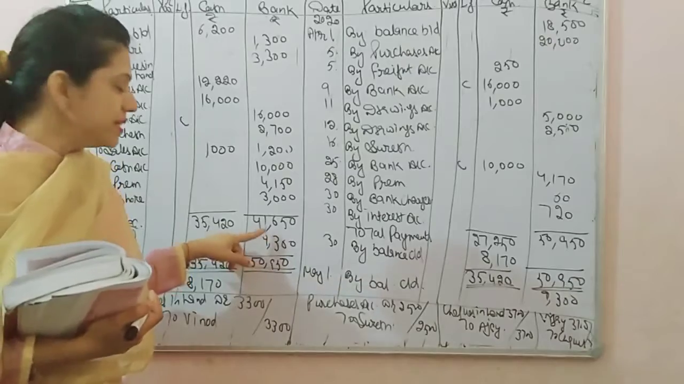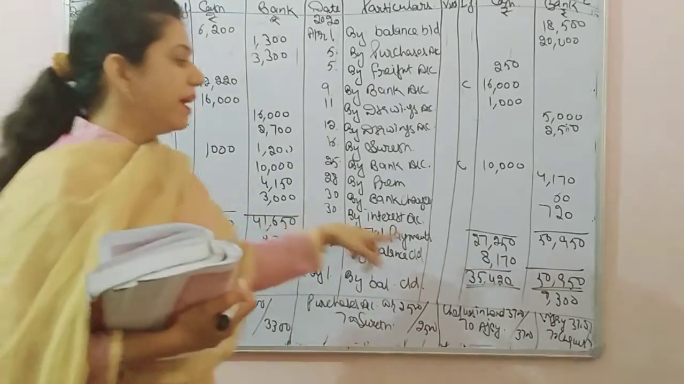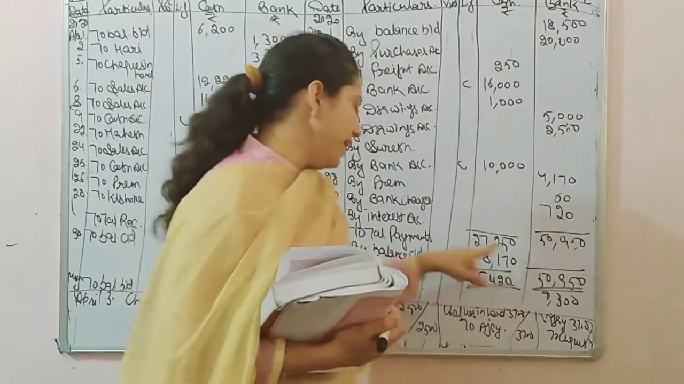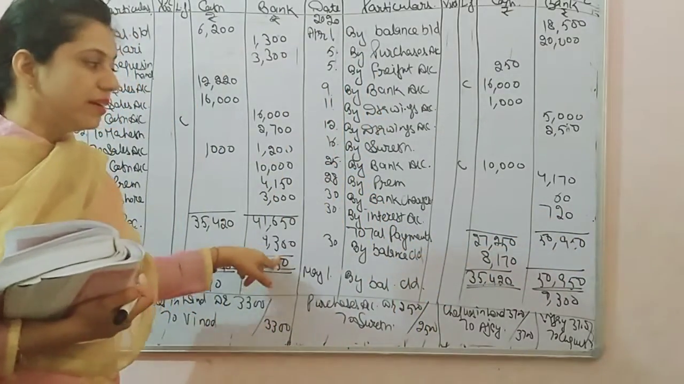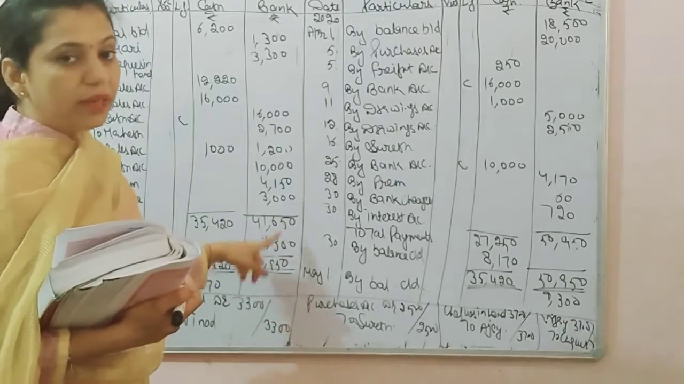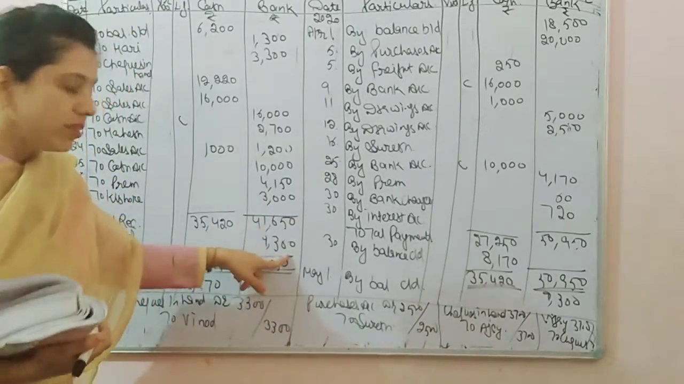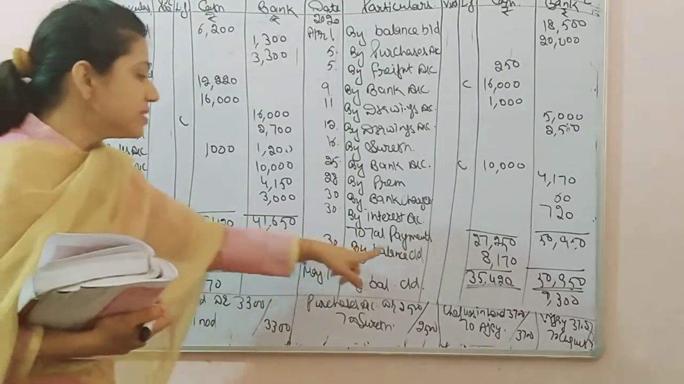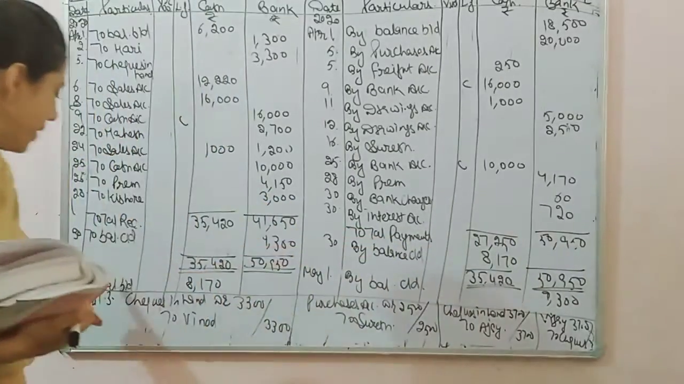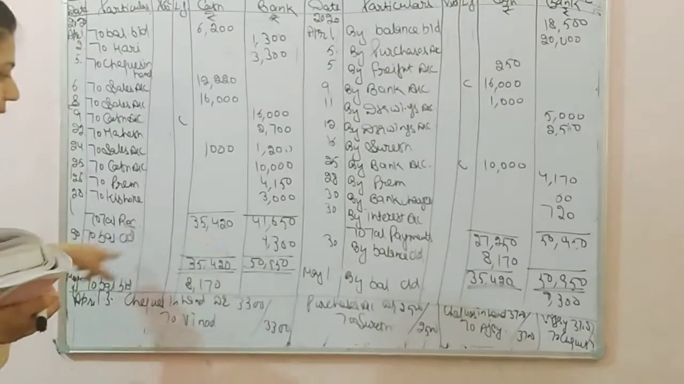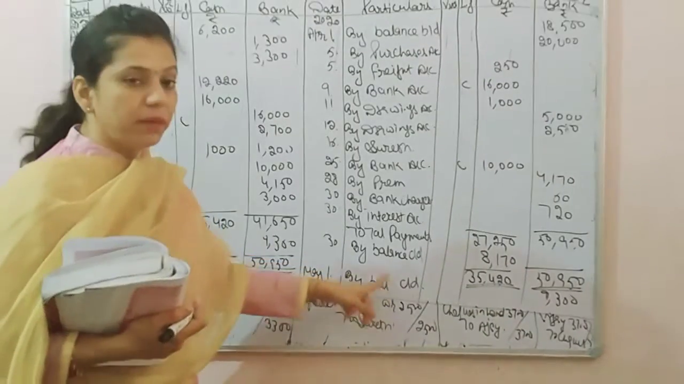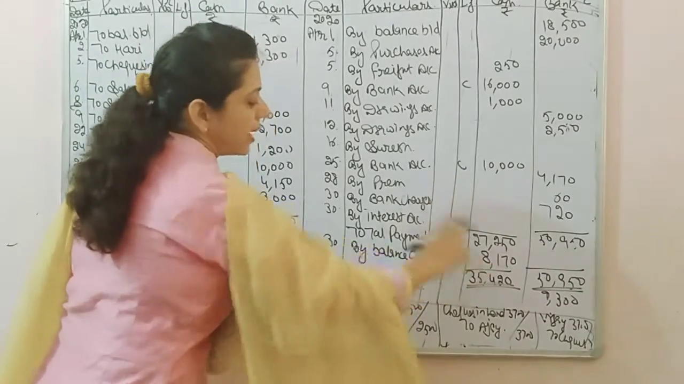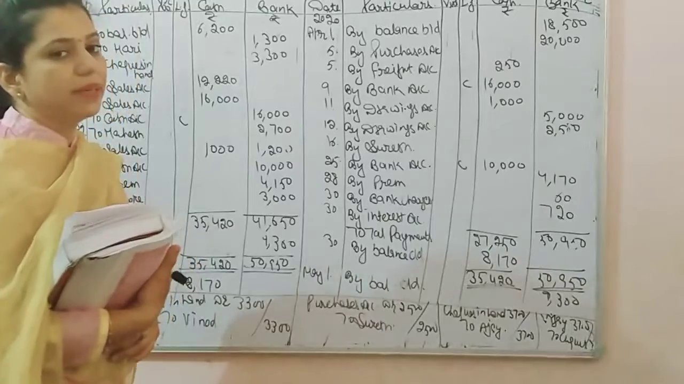And in bank we received 41650 but we paid 50950. That means balance of bank overdraft is 9300. You have to make the total by balance. So 9300 will be here. Now total will be equal. So this balance will be posted as to balance brought down on May 1st, and this balance will be posted here by balance brought down with 9300. I hope it is clear. Thank you.